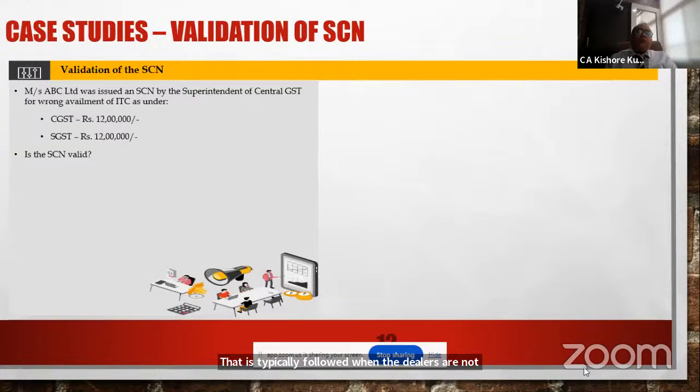So, friends, we have looked at basic provisions which are there for issuance of show cause notice. Let's look at some of the case studies. And I would request each one of you to please participate in these case studies so that if you have any queries, it should get addressed there and then itself.